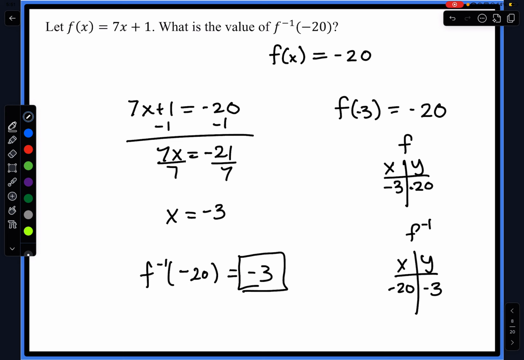So you see that right here, the output value of the inverse of f, when you plug in negative 20, the inverse of negative 20 gives you an output value of negative 3. So that again is simply the solution to this equation.